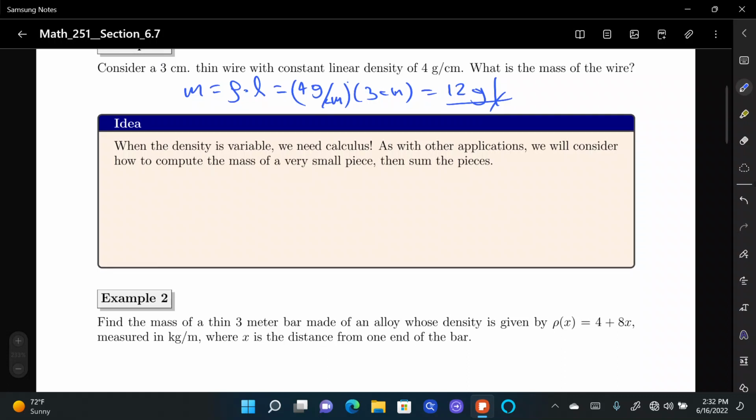So what happens when the density is variable here? Let's consider again a very simple case when we have a wire. This is a wire of length defined by x equals a to x equals b. All right? And of course, in this case, let's assume that the density is not the same at this point as it is at this point, etc. Because otherwise, like in the previous example, we just multiply density times the length, and that's going to give us the mass of that material.